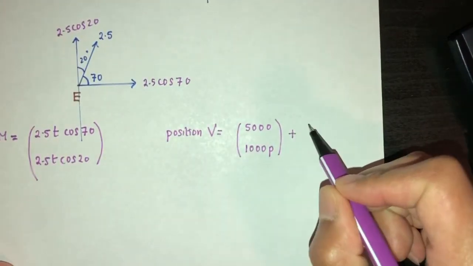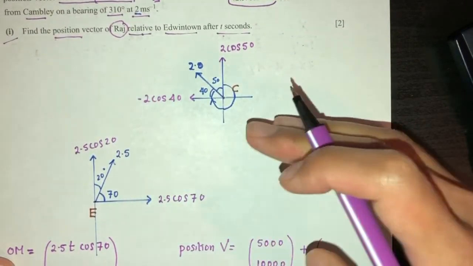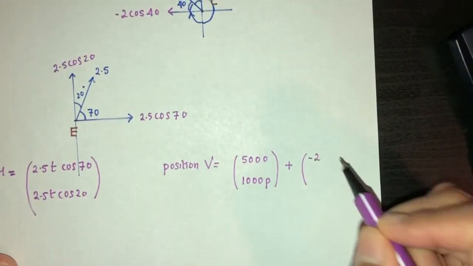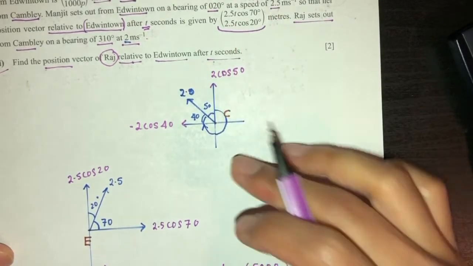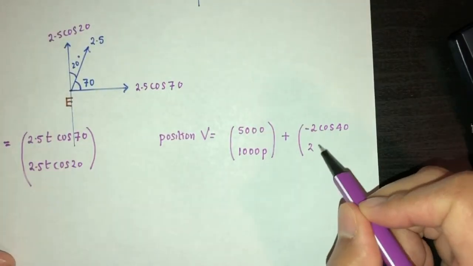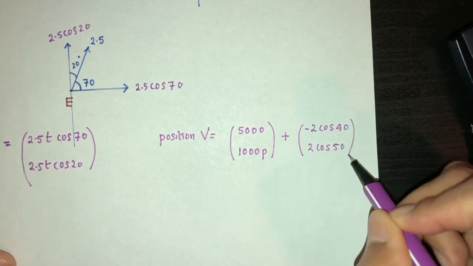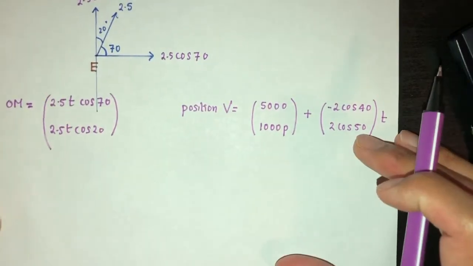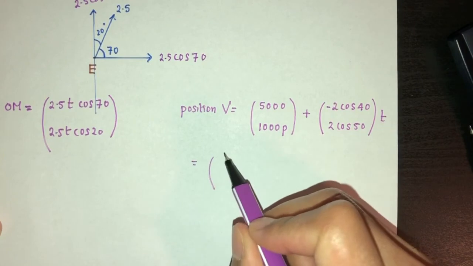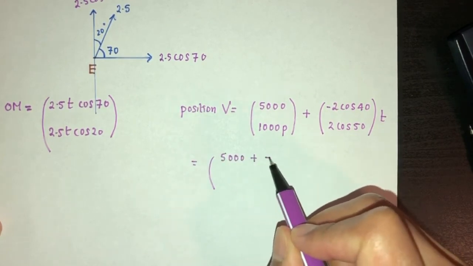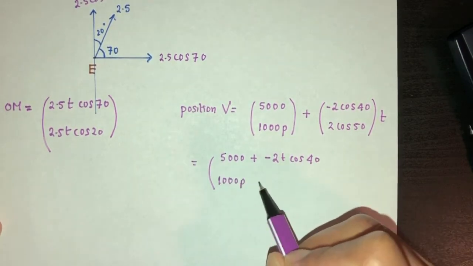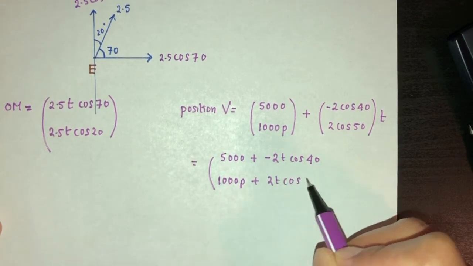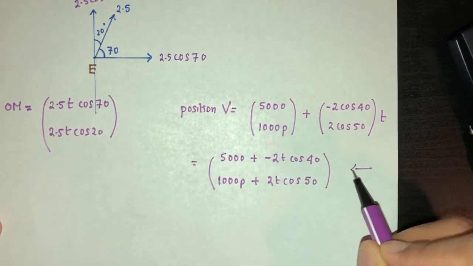So plus, first you have to look at the left hand side, that will be minus 2 cos of 40, and then you have to go up or down, so this one goes up, that will be 2 cos of 50. This is the speed, you have to times time because we're looking for after t seconds, you have to multiply by t. So your position vector will come down to 5,000 plus minus 2t cos of 40, and then 1,000p plus 2t cos of 50. That is your answer for part 1.